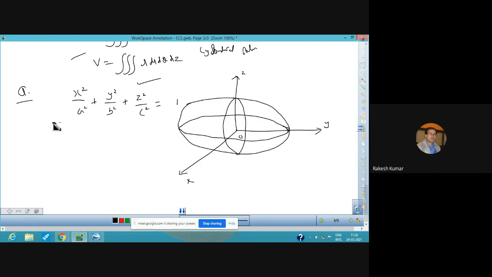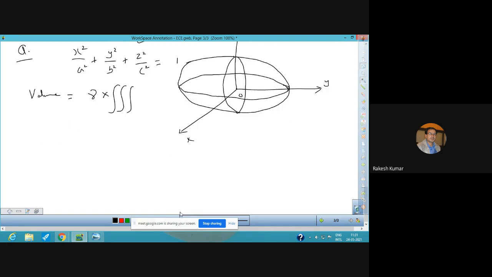It means on account of the symmetrical behavior, the required volume of this ellipsoid will be 8 times the volume in the positive octant. Just see, the volume in the positive octant into 8 times, because there will be the 8 faces or sides of the surfaces that lie in the positive octant, and that will be total 8 times.